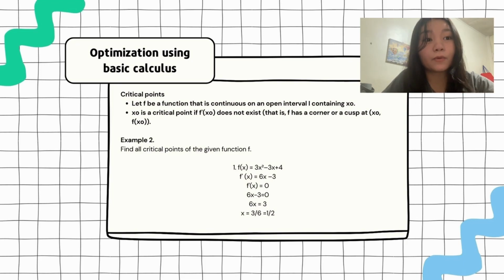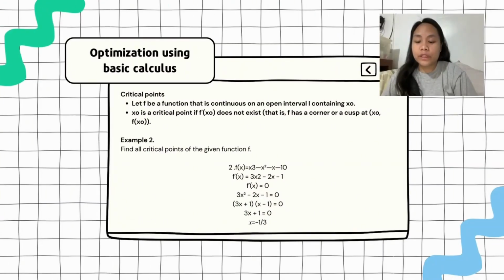So, after getting the derivative, we just equate f prime of x to 0 so it becomes 6x minus 3 equals 0. Then, after this, we just solve for x. So, we just move the negative 3 to the right side so it becomes 6x equals positive 3. Then, after that, you just divide both sides by 6. So, your answer there is x equals 3 over 6, or if you simplify it into the lowest terms, it becomes 1/2. So, that is your overall answer.